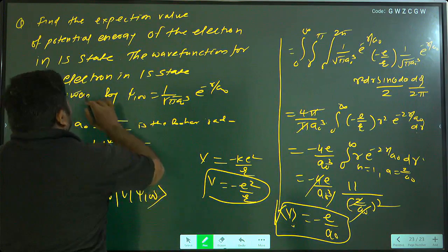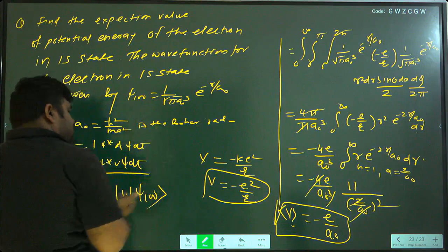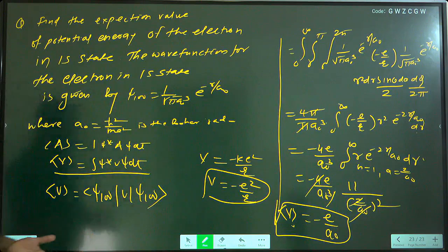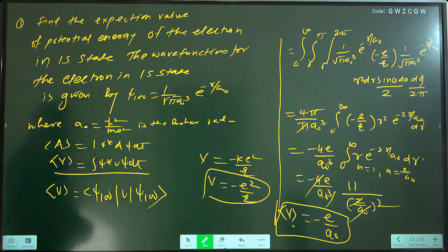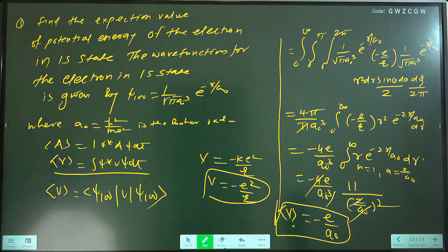For the wave function of the electron in the one state. One state means n is equal to 1, l is equal to 0, m is equal to 0. Meaning psi 1, 0, 0 states. Okay. Yes, tell me, any doubt in this case? Yes. But we know that.